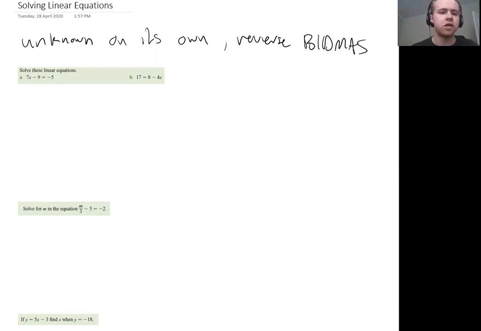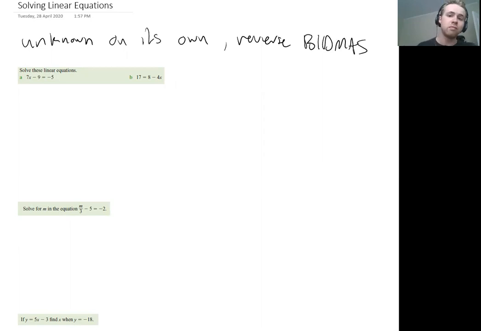So this first example here, we're going to solve this linear equation. That is, we want to get x on its own. How are we going to do that? Well, you notice we've got this -9 here and we've got this 7. We've got to get rid of both of them. But the order that we do it in is reverse BIDMAS. So the first thing we get rid of is this subtraction, -9.